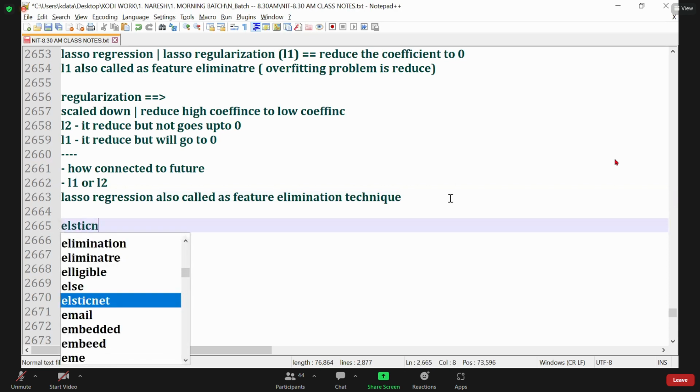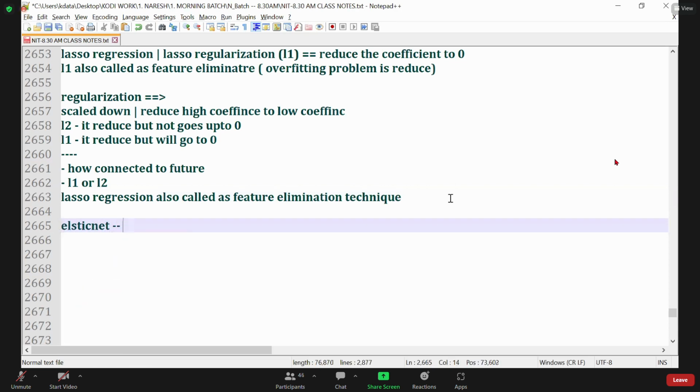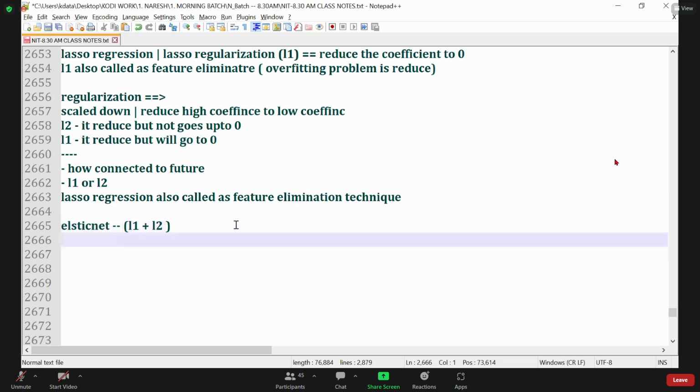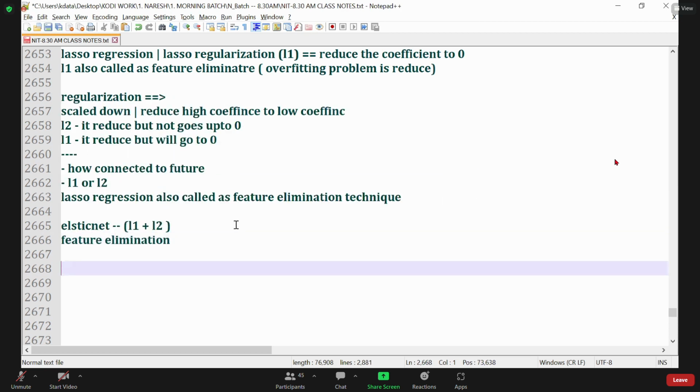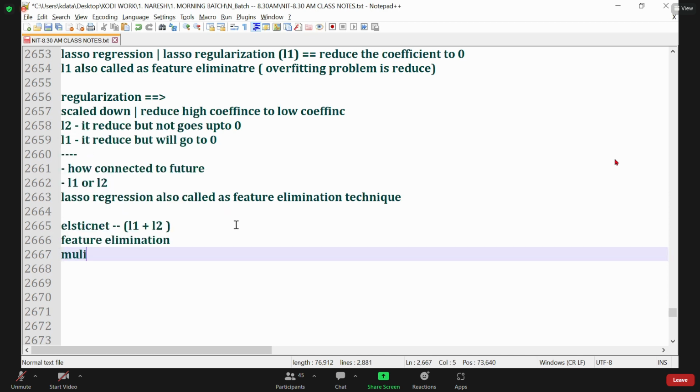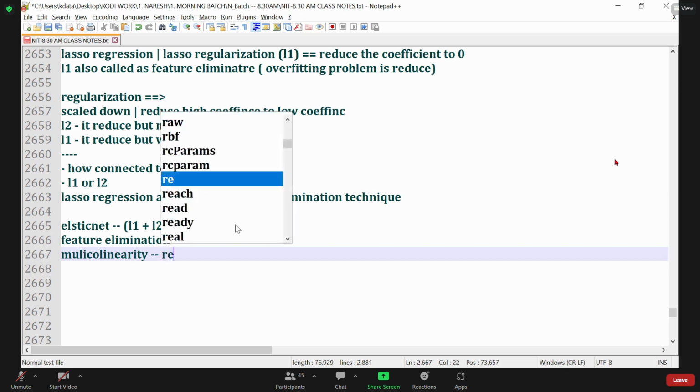Now, elastic net. What is elastic net? It is a combination of L1 plus L2. Are we clear or not? Lasso regression is also called a feature elimination technique, and this is elastic net, which we call L1 plus L2. So what is L1? Lasso regression inherits the property of feature elimination, and L2 inherits the property of handling multicollinearity. When we combine both, this is called regularization.